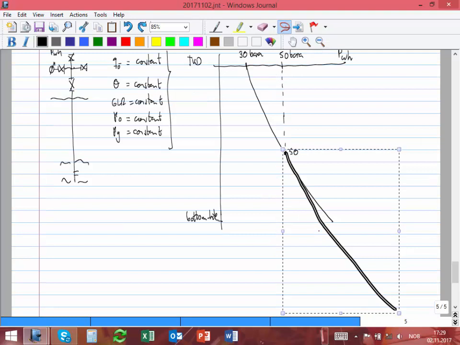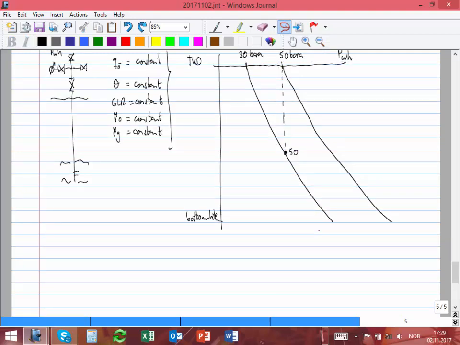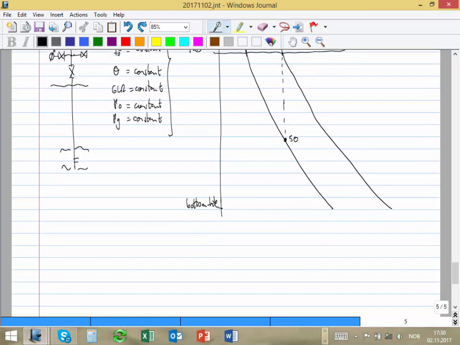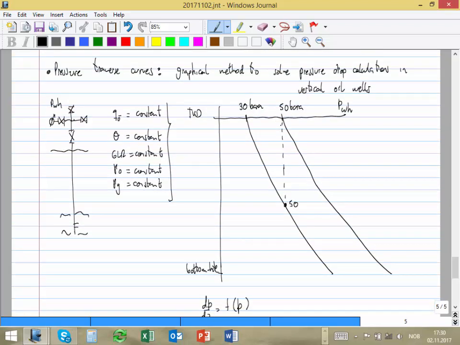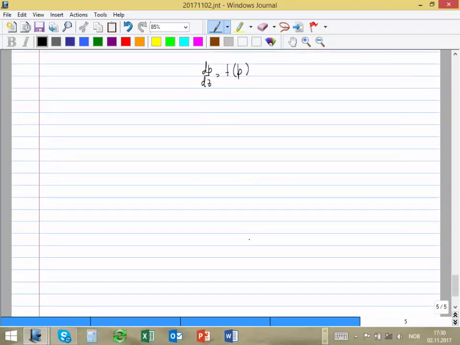That means the gradient, which is also why they are called gradient curves, dp over dz, where z is the depth, is just a function of pressure in this case. If I have the same pressure in the tubing, for example 50 here or 50 here or 50 here, they will have exactly the same gradient. Is that clear? Okay. So now with that in mind, let's see how this method works.